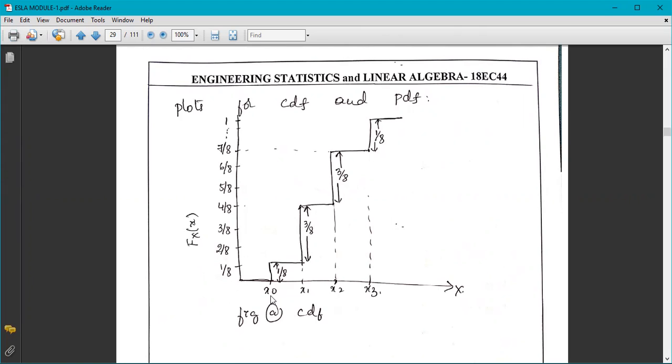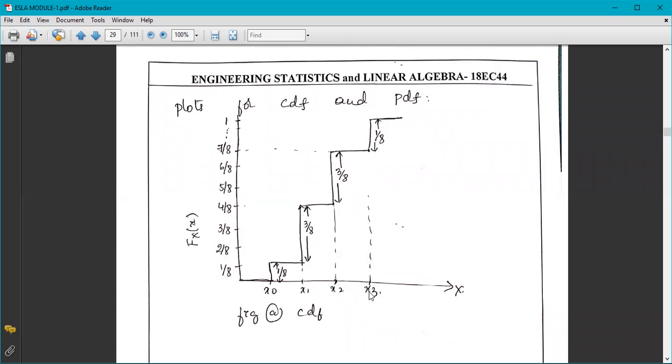we get x0 as 1 by 8, so we mark 1 by 8 here. For x1, the random variable, the outcomes having number of heads equal to 1 give 3 by 8, so 1 by 8 plus 3 by 8. Then x2 is number of heads equal to 2. Therefore, there are 3 outcomes, and we plot from 4 by 8 to 7 by 8.